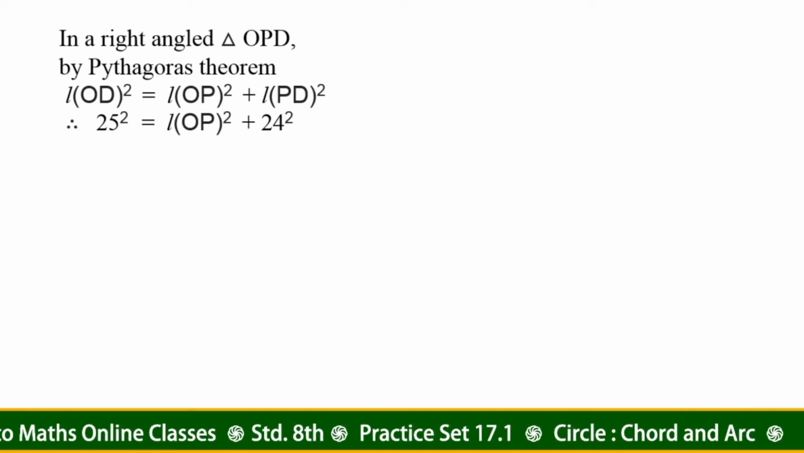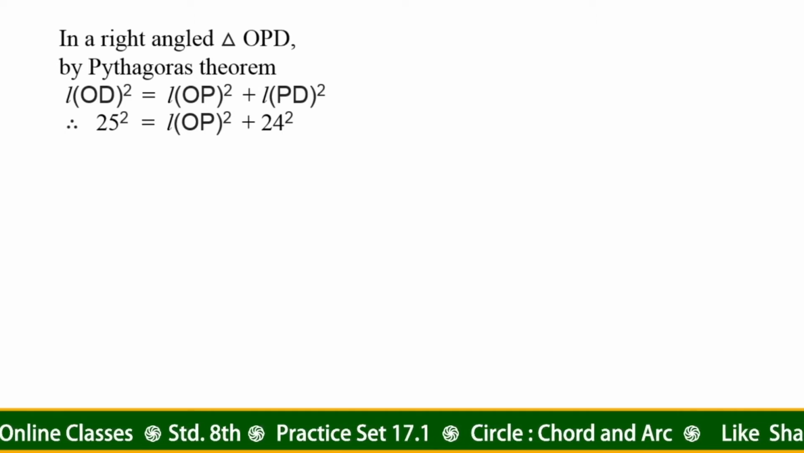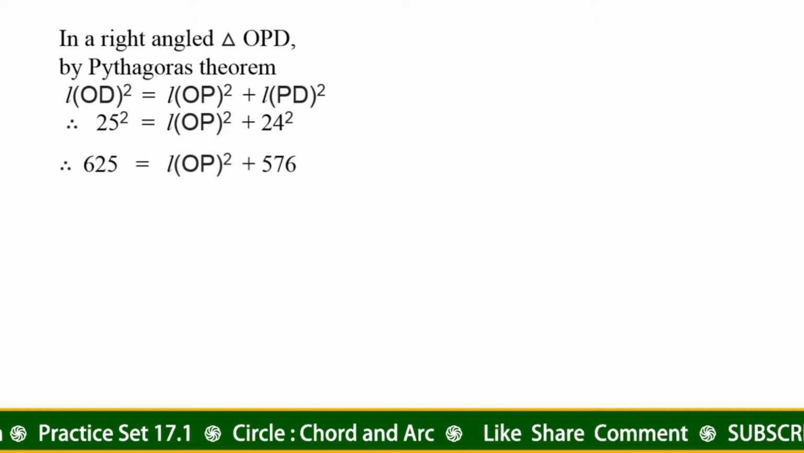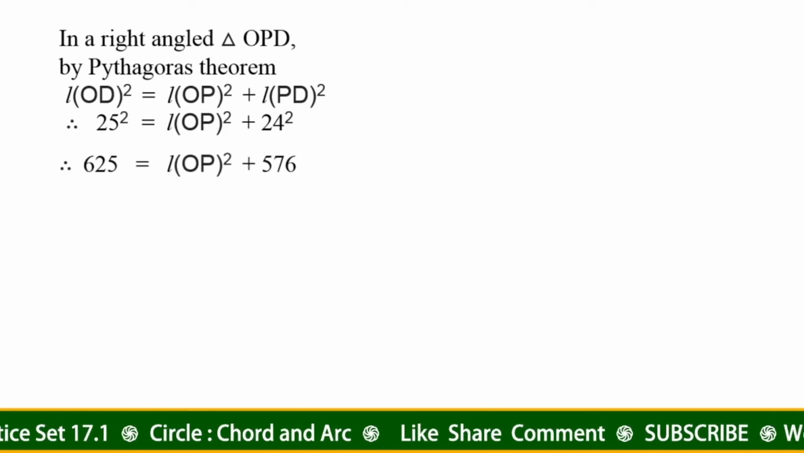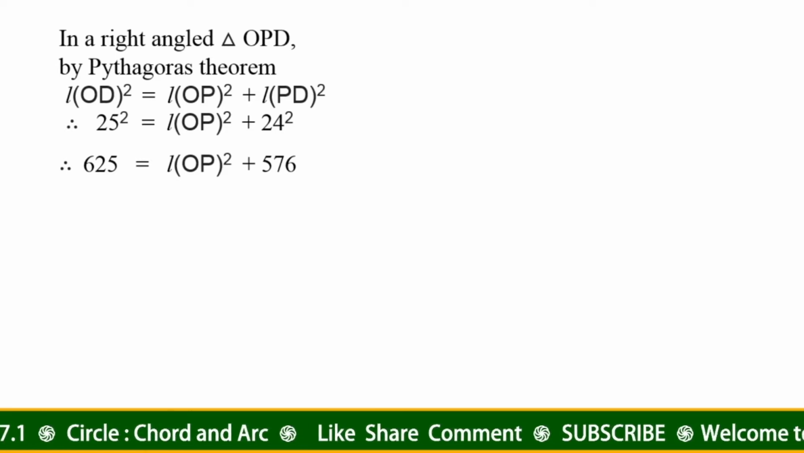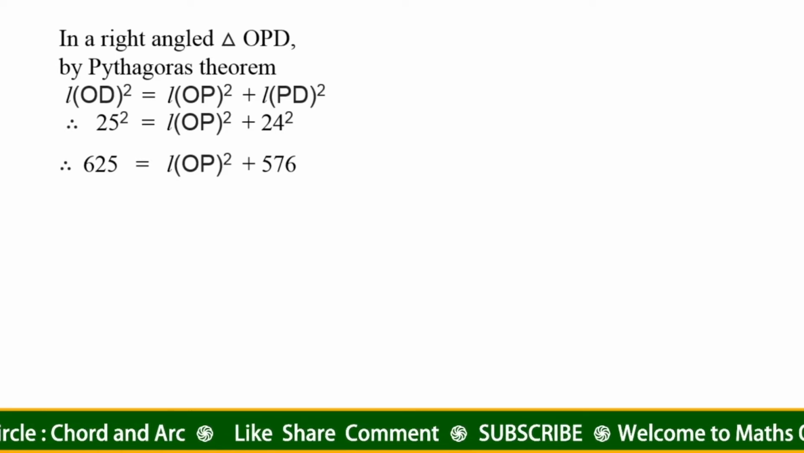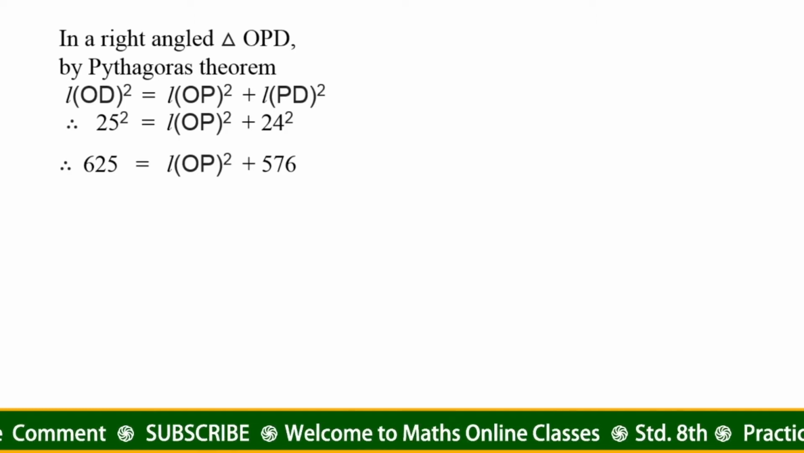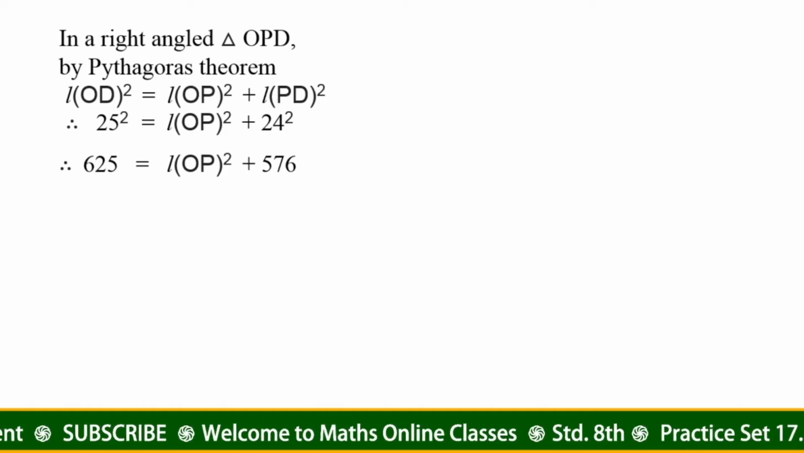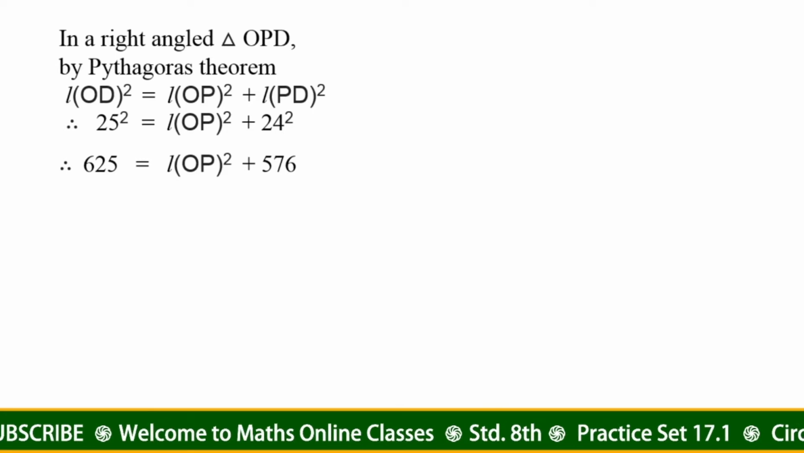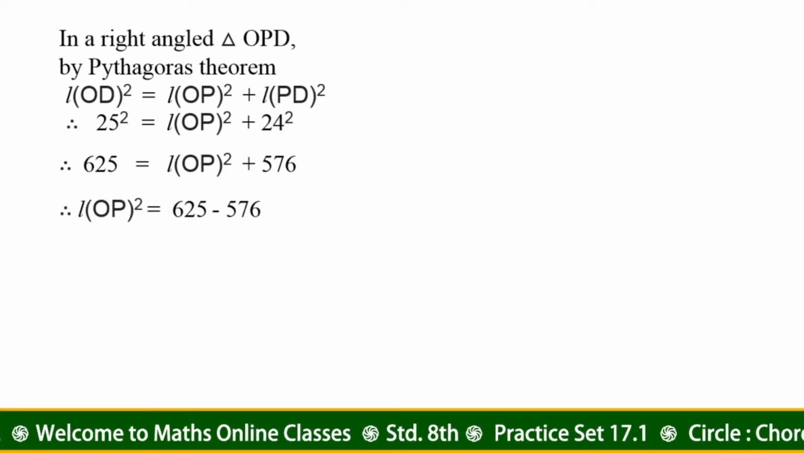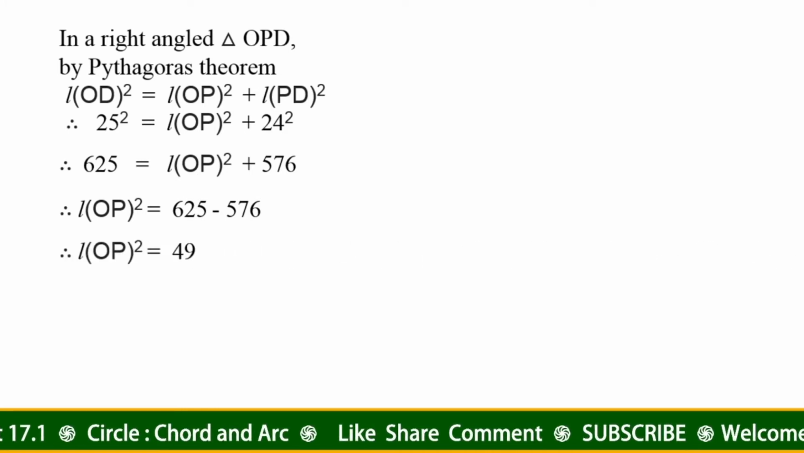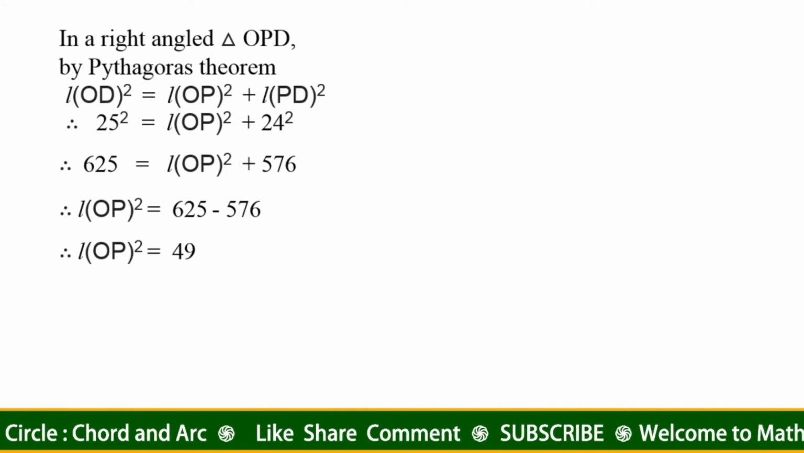Put the values. Therefore, 25 square is equal to length of OP square plus 24 square. Square of 25 is 625, so 625 is equal to length of OP square plus square of 24, which is 576. Now we will take OP square on one side and other numbers on the other side. Therefore, length of OP square is equal to 625 minus 576. After subtraction, we get length of OP square is equal to 49.